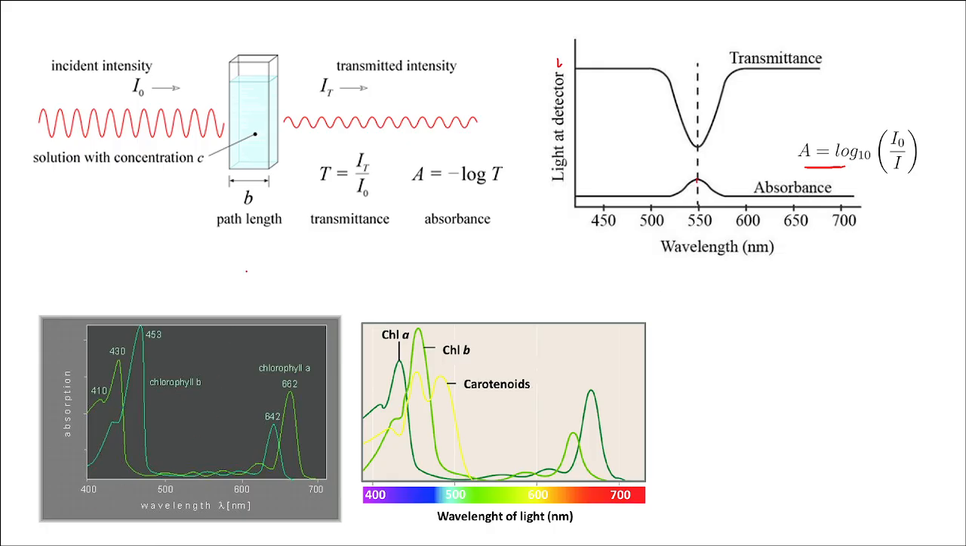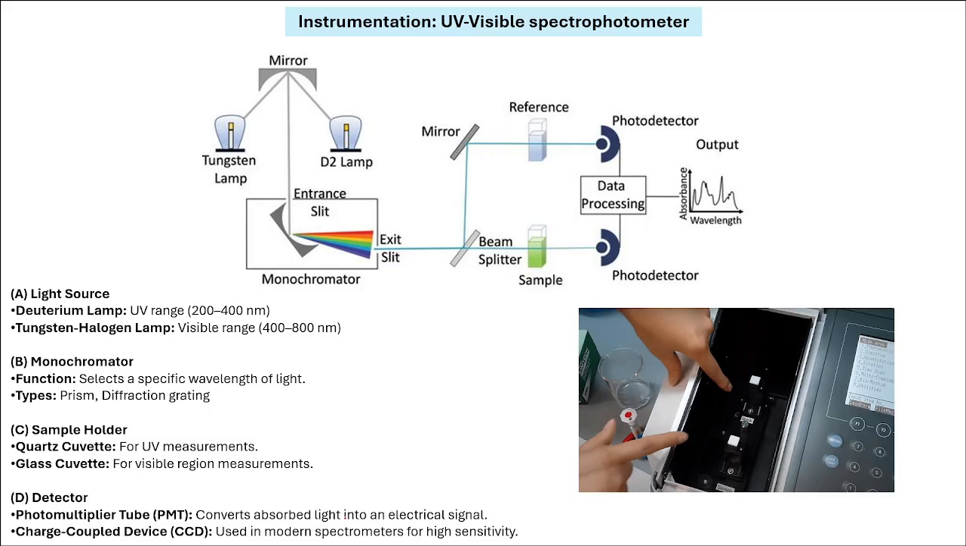Now, these are the absorption spectra of different chlorophyll molecules, like at what wavelength chlorophyll A absorbs, chlorophyll B, and all this. Now, come to the instrumentation part. From here, we'll start more into the application-based purposes.